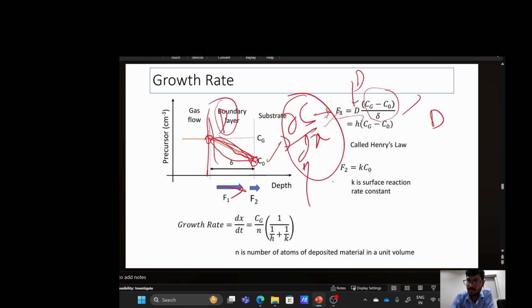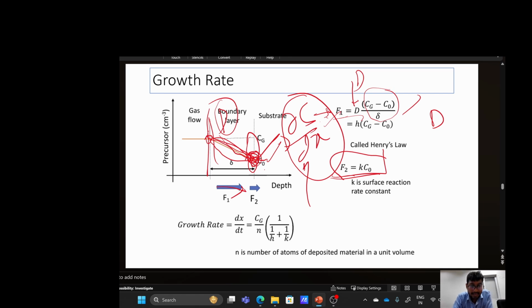F1 is equal to this, and F2 is equal to how much the concentration C0 is consuming. At this position, the concentration of the gaseous precursor is C naught. For the reaction kinetics, we are assuming a first order reaction. F2 is nothing but K into C naught.